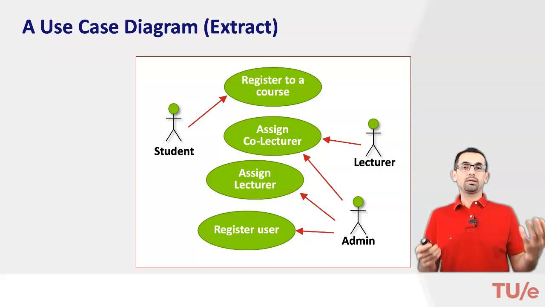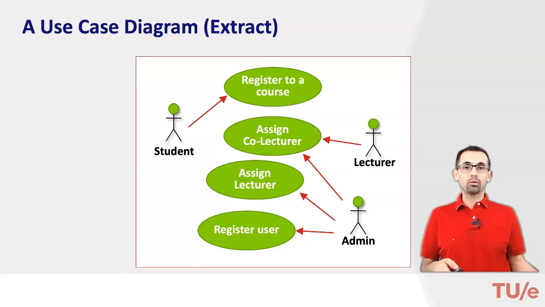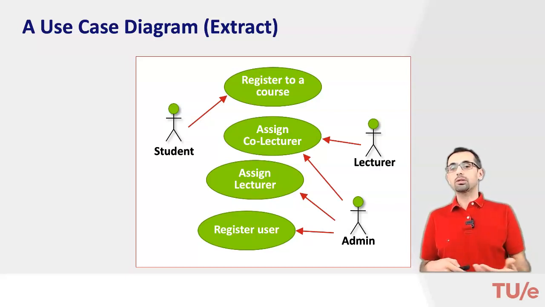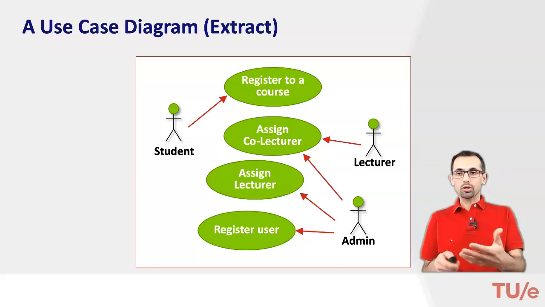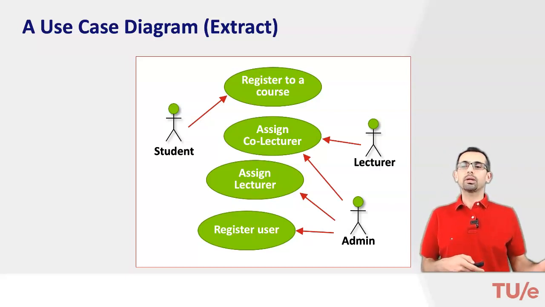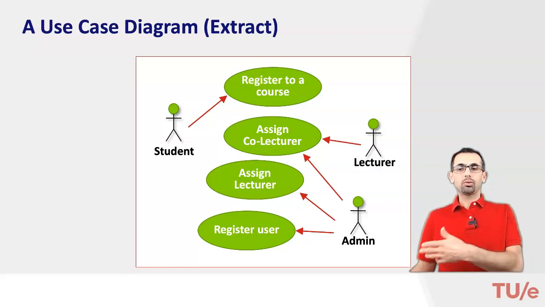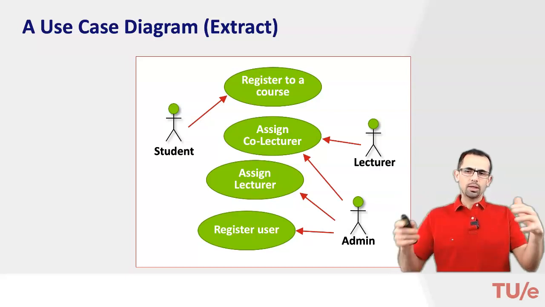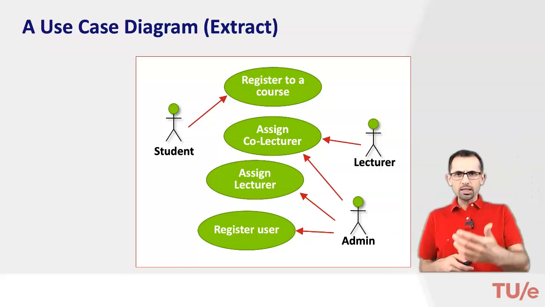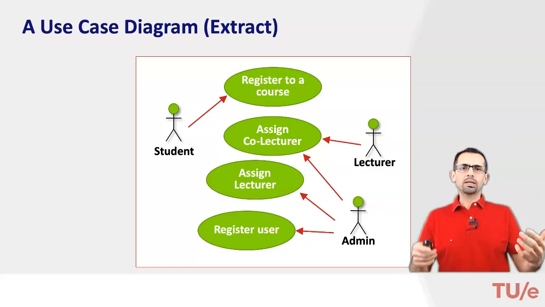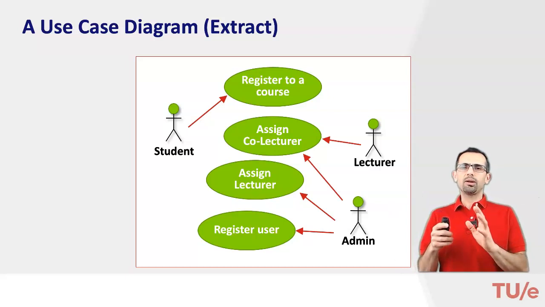A student, obviously, this is what a student should be able to do with the system: register to a course. A lecturer can assign a co-lecturer, for instance. And the administrator should also be able to assign a co-lecturer for a particular course. But apart from that, the administrator should also assign a lecturer or register a user, and so on and so forth. It just shows the main use cases and who can do these use cases. Of course, it's a very simplified version.